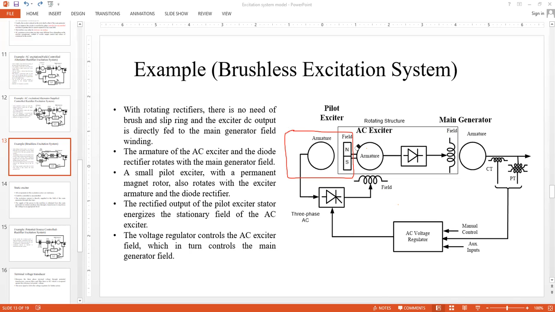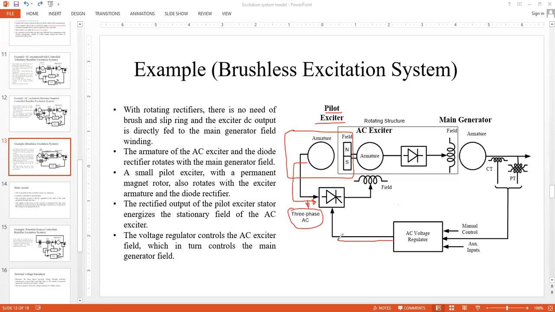Now, because this is rotating, there will be a change in magnetic flux for the armature coil, whatever armature coil is there. So remember, this is a small 3-phase AC generator. This permanent magnet is providing the field excitation for the pilot exciter. So you are getting some output voltage, which is 3-phase AC over here. This 3-phase AC is the output of the armature of the pilot exciter, the actual voltage of the pilot exciter output.